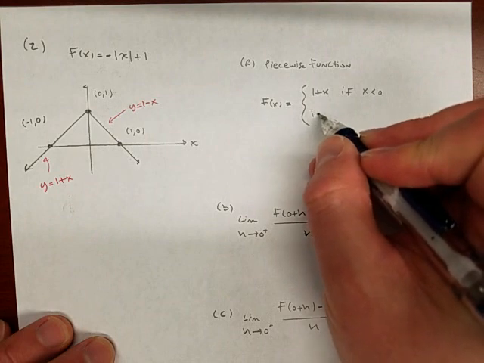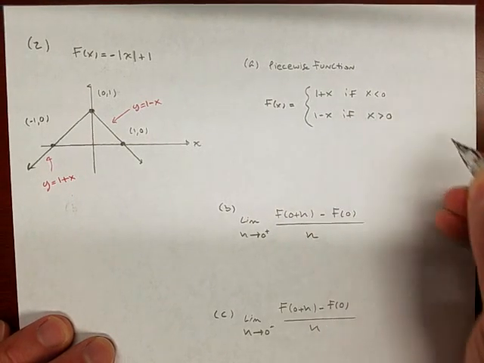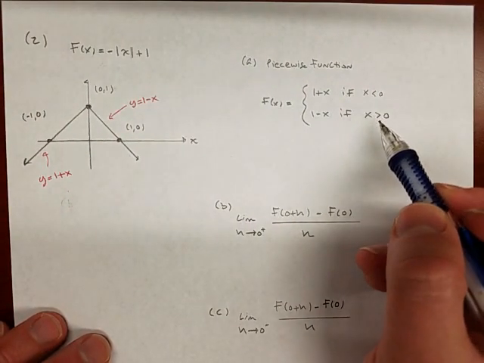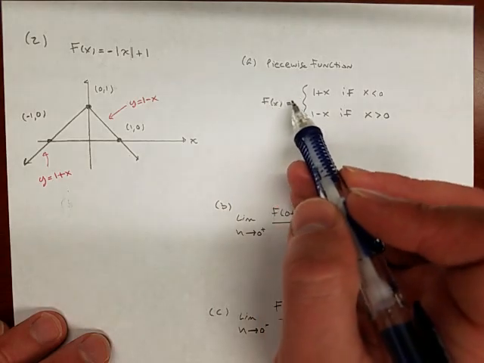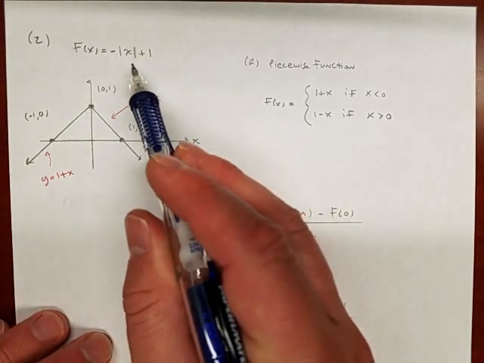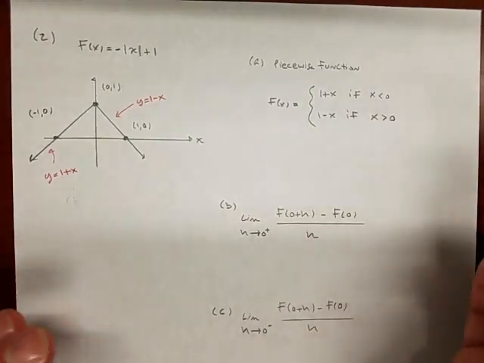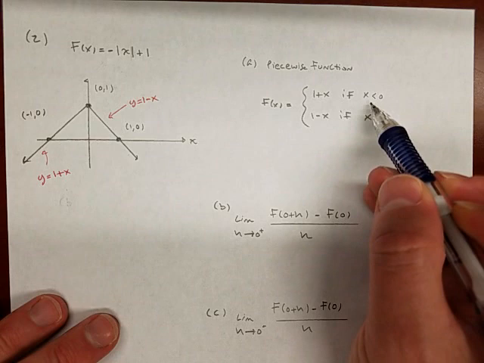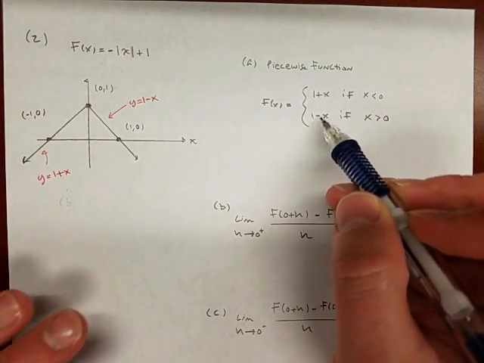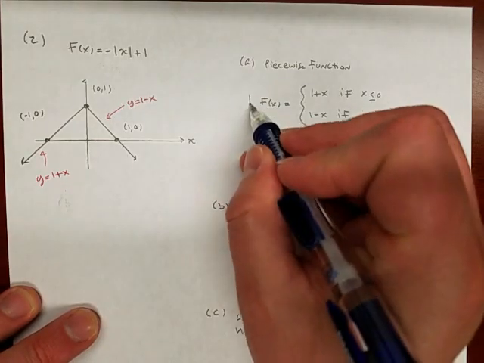y is 1 minus x if x is more than 0. Should we include 0? Well, this is supposed to capture this. What if you put 0 into this? You get 1. Yeah, we should include it. If I include 0 here, it will give me 1. If I include it here, it doesn't matter, I guess. I don't know, just put it there.